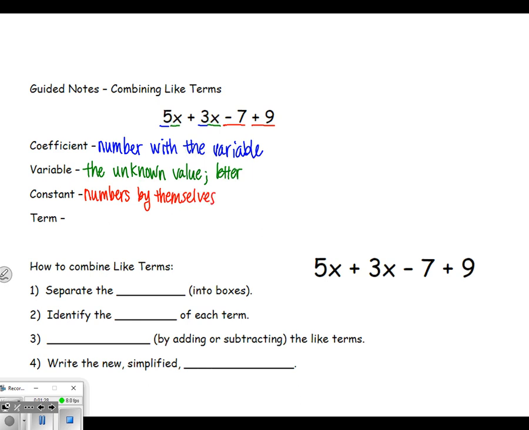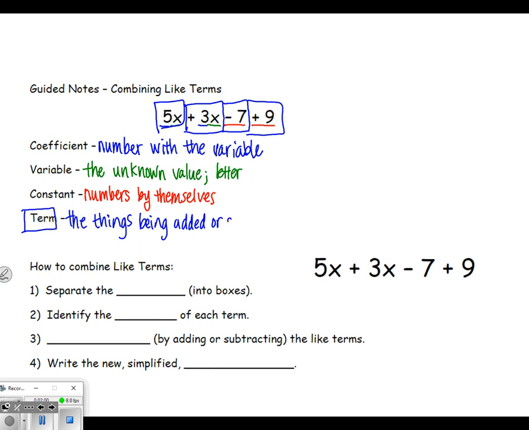And a term, I'm going with blue again, but I'll box them. A term is the things that are being added or subtracted in an expression or equation. So terms, those are boxed, and the things being added or subtracted in an expression or an equation.